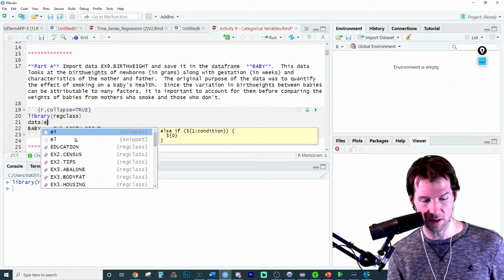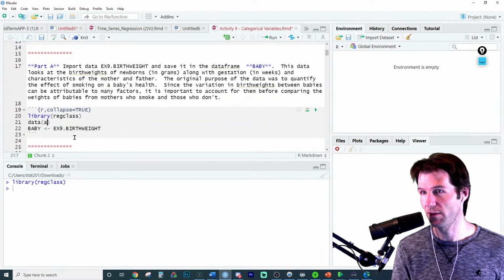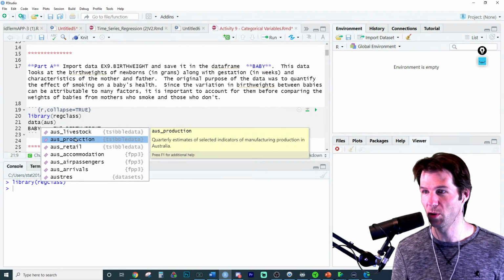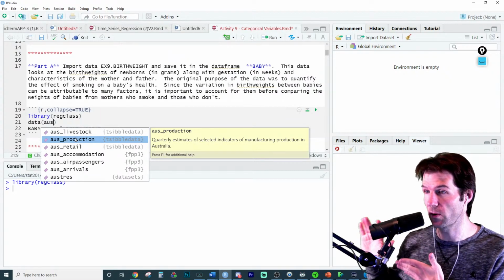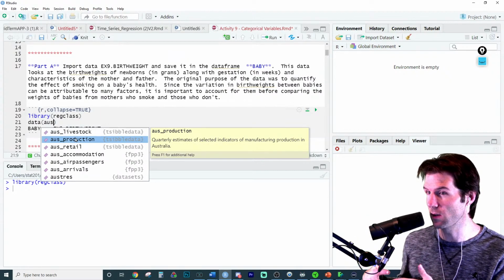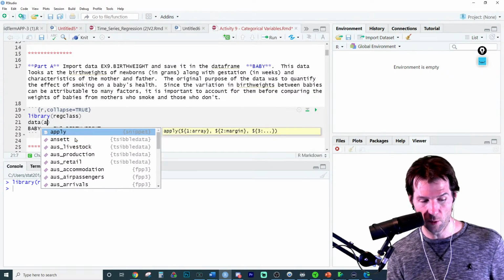There are other data sets, like the iris data set right here, which is just in the datasets package. Lots and lots. I've got the AUS data set, the Australian production. So these are the data sets I was working with, and you can see what libraries they are inside of right there. You won't see these unless you've installed tsibbledata or fpp3. So we're not working with those today, though.